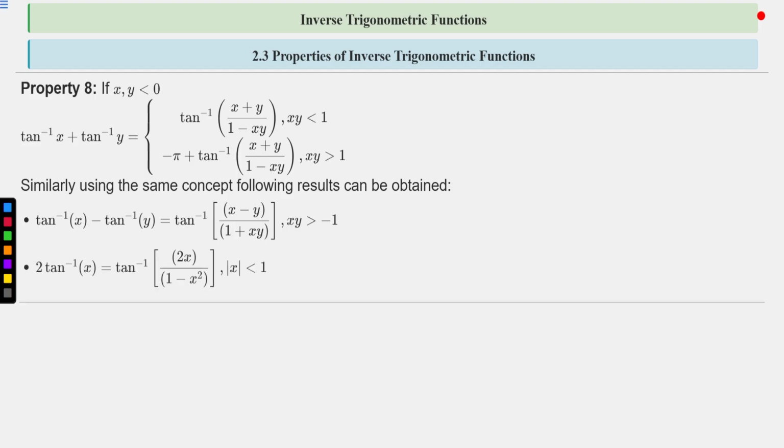Second, 2 tan inverse x is equal to tan inverse of 2x upon (1 minus x square) when mod x is less than 1. How did we get 2 tan inverse x? See, we have put x equal to y here. So when x is equal to y, this will be equal to 2 tan inverse x, right? And this will be equal to tan inverse of 2x upon (1 minus x square), right? So you can remember that 2 tan inverse x is equal to tan inverse of 2x upon (1 minus x square). Clear?